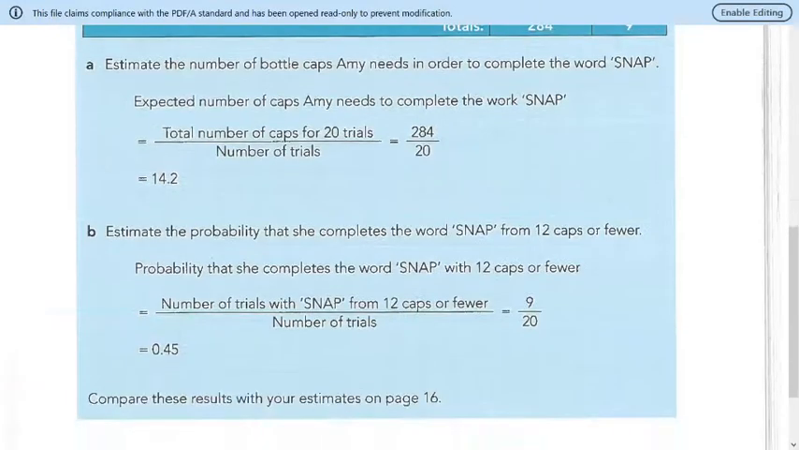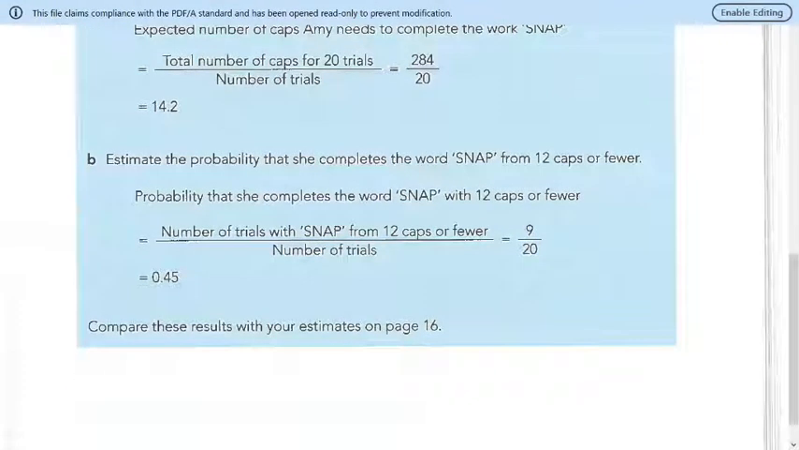Okay? Now, estimate the probability that she completes the 9 caps or fewer. Probability is success over the number of trials. How many times did she get it in fewer than 12? 12 or fewer? 9 times out of how many trials? 20. Now yours won't be 20. Your bottom number will be 30. Don't forget. Do you think that's important? I keep saying it over and over. Okay? And then we estimated how many times this would happen, and you're going to estimate on yours as well, so you'll compare your estimate to what really happened. Okay? How does that look? Pretty easy?